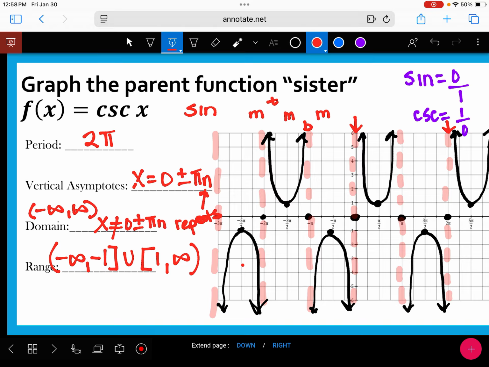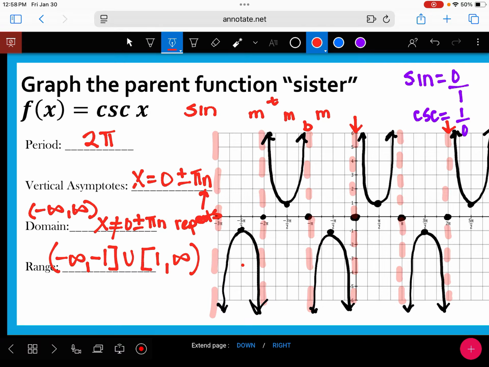This is why it is so important that you can graph a sine and cosine. Because if you can't graph sine and cosine, you will not be able to graph the sisters. Now, we're not doing tangent and cotangent. So on the test, you have two graphs. One is going to be sine or cosine, and the other one will be secant or cosecant. Okay?